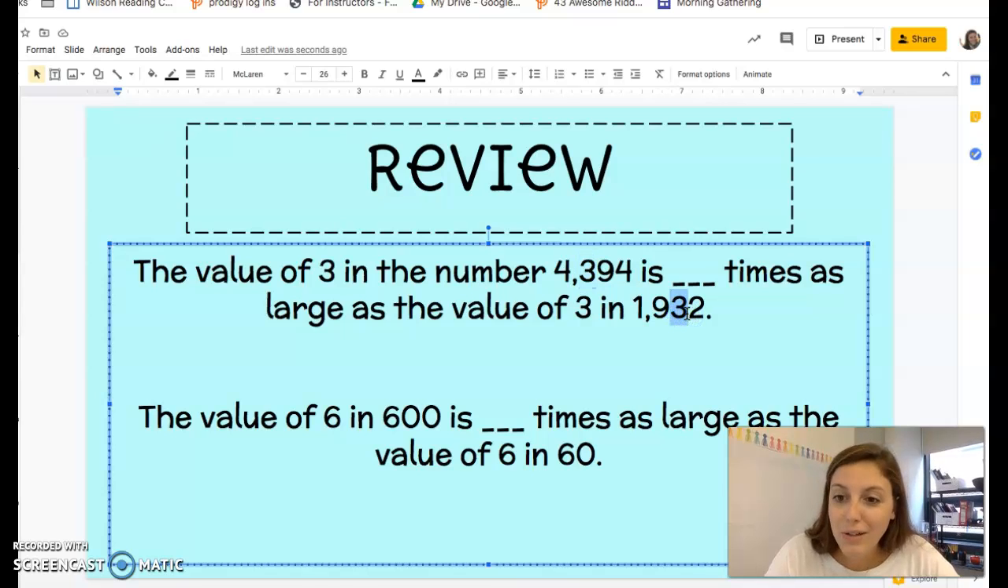Once you figure that out, I want you to move down to the second problem. The value of the digit 6 in 600 is blank times as large as the value of the 6 in 60. So again, the digit 6 in the hundreds place versus the digit 6 in the tens place is how many times as large? When you have your answers, press play.